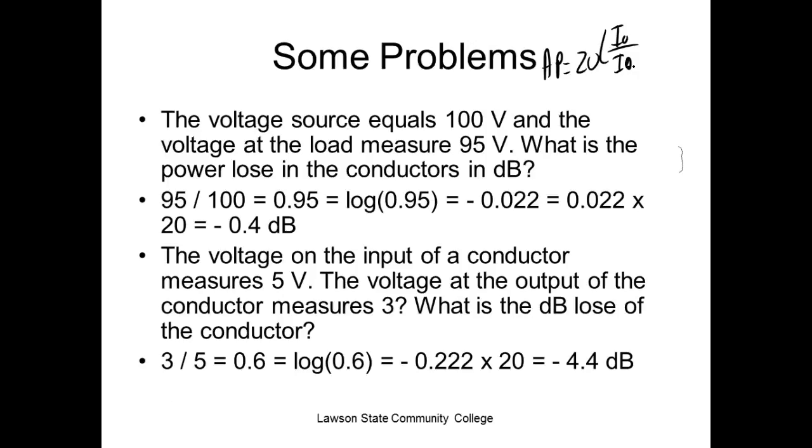So we could say, if I measured the output current and I measured the input current, I could take my output current, divide it by my input current, right? I could take the log of that, I could multiply it by 20, and it would give me my power gain.